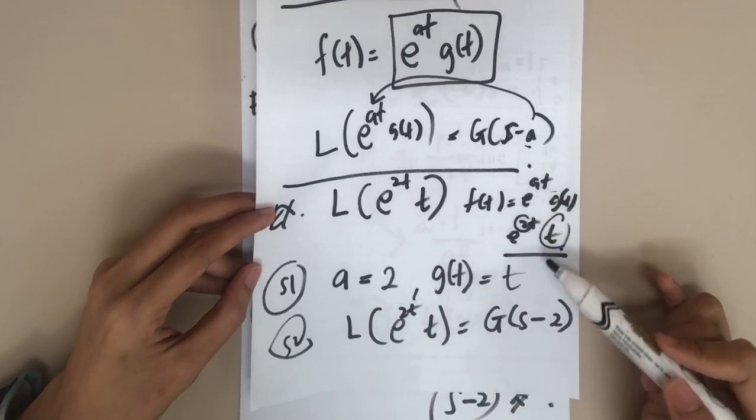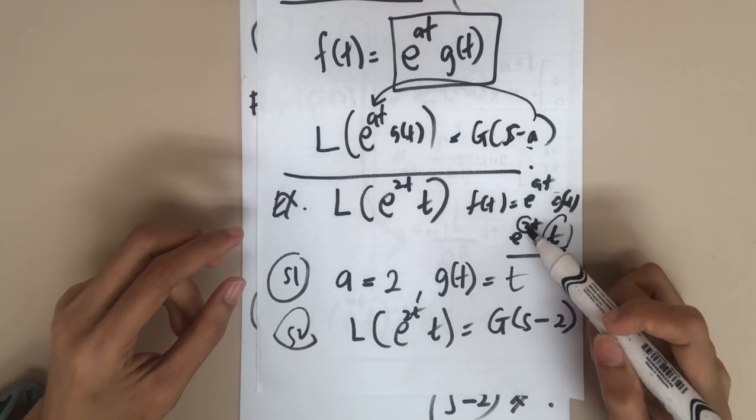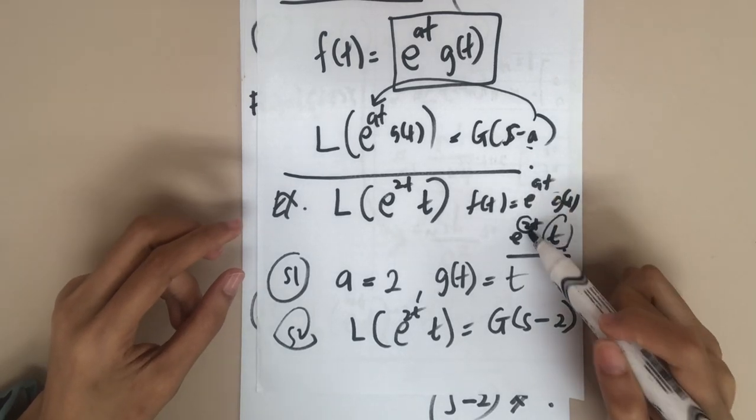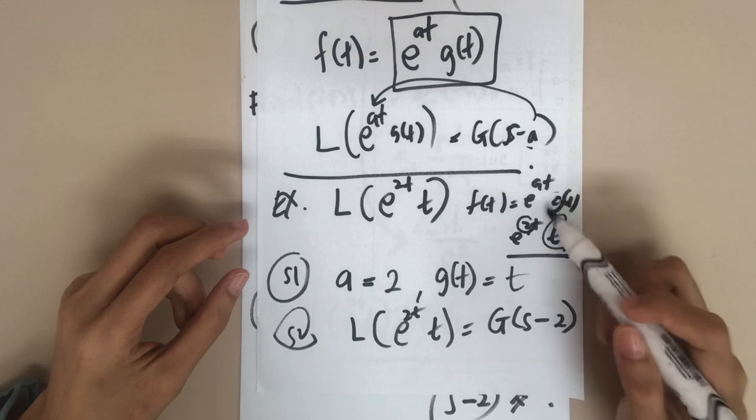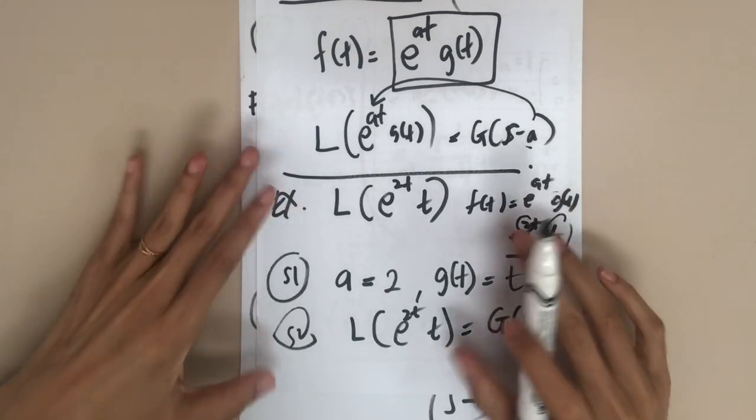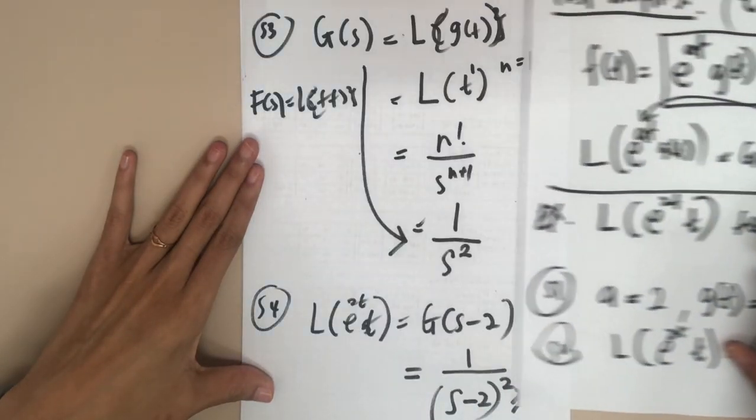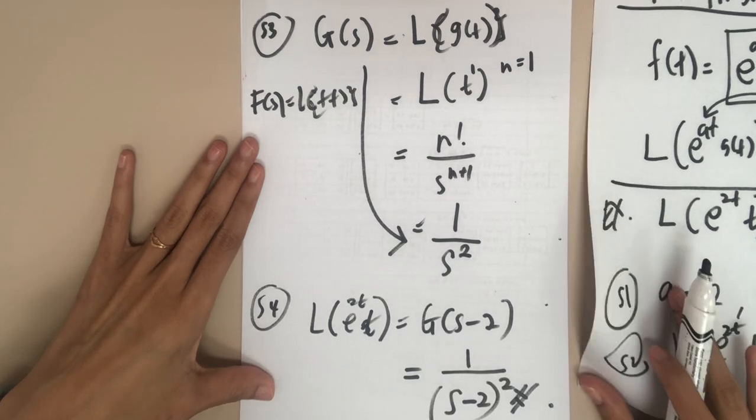Okay, you just compare the location. Okay, here is 2, this is A, so that means here is the value for A, and then the whole thing here is GT. Alright, after you get that and settle step 1, we go to step number 2.